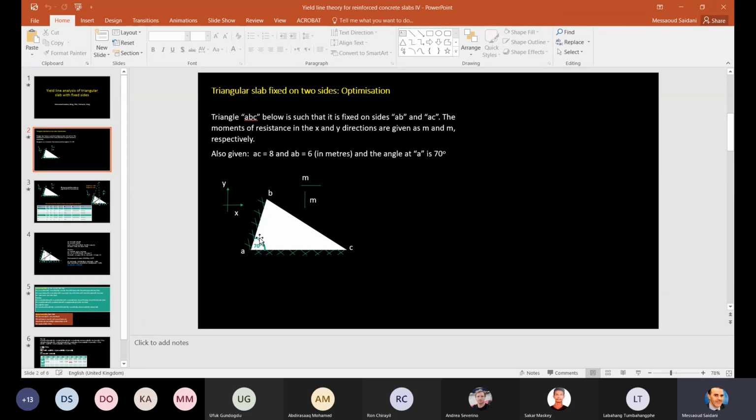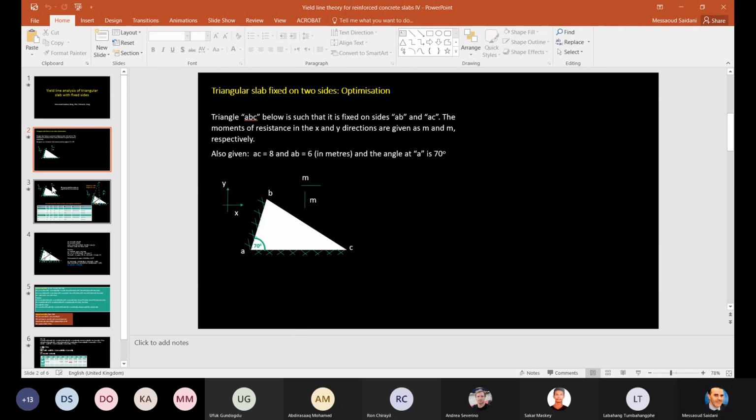Anyway, so that's the slab. AC is 8 meters, AB is 6 meters, and the angle here is 70 degrees. And we have M and M. By the way, this is my own problem. You will not find it in books or anything. I create my own problems. So if you spot anything, let me know.